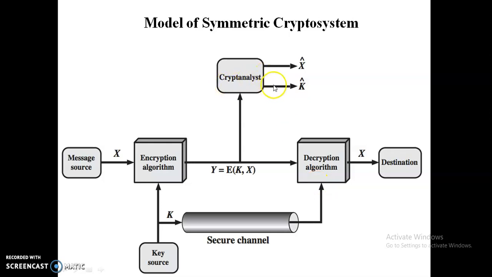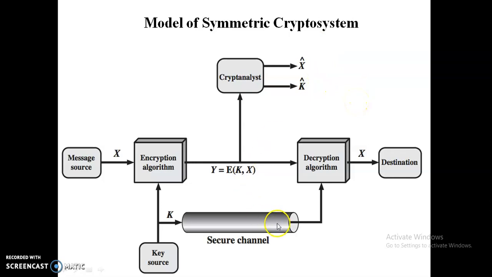The cryptanalyst here is a third party, or the hacker, or the intruder. They want to hack the information, the key and the plain text. They need the key and plain text, so this is in the inverse position. They are also able to reproduce a key or message to the receiver to confuse them.